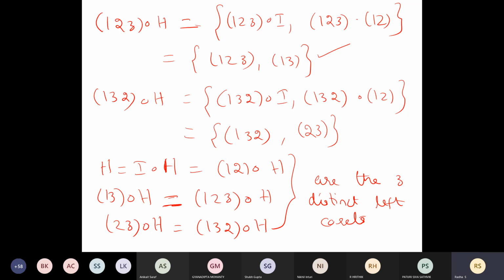After order 4, groups of prime order are abelian. Prime order means the order is a prime value. 5 is abelian, but 6 may not be abelian. For example, S3 is not abelian. Don't do much research on these things. That is not needed for you.